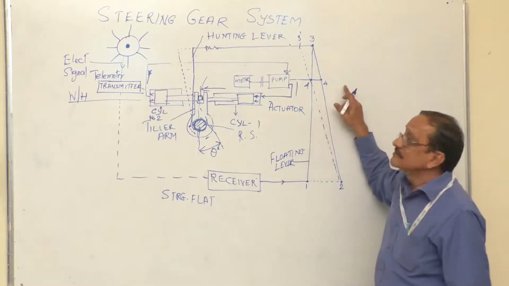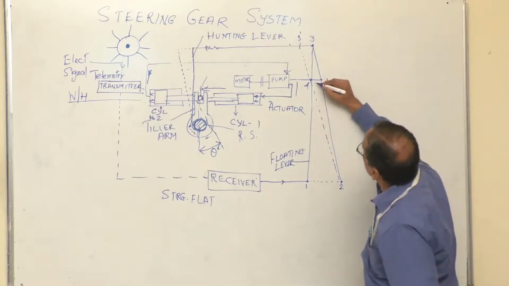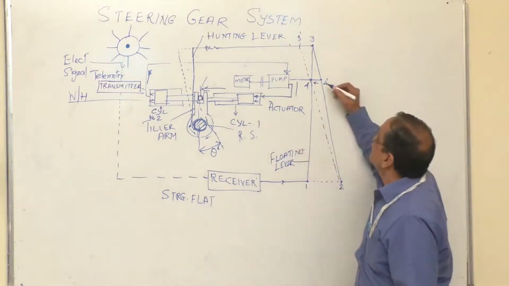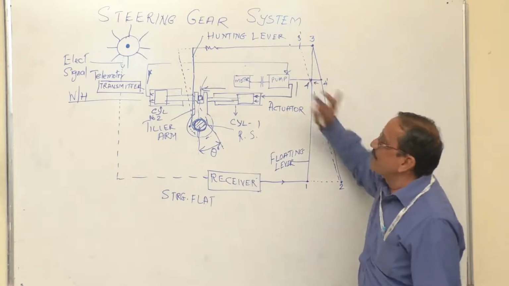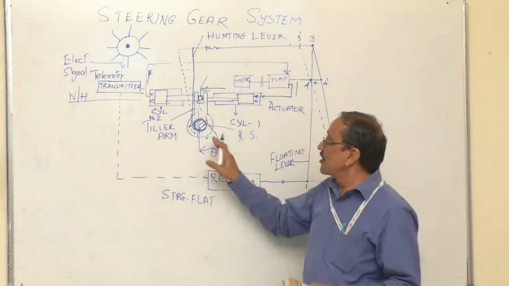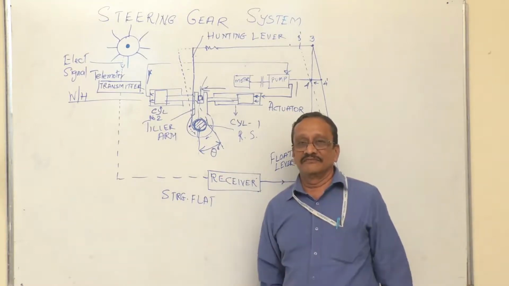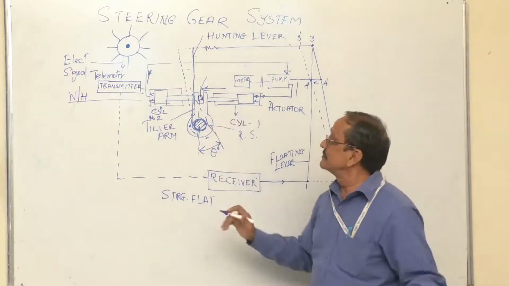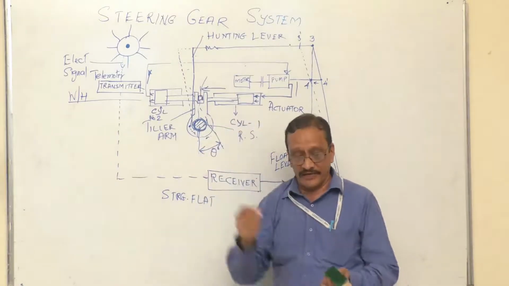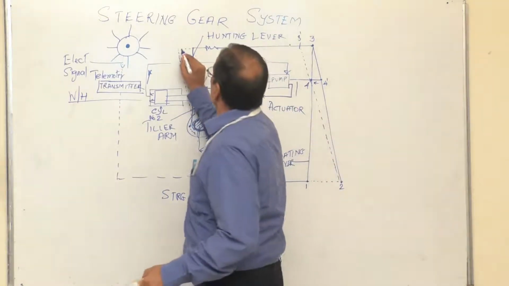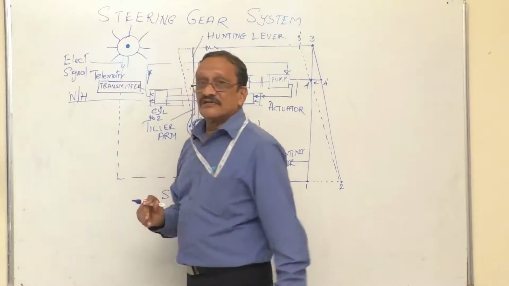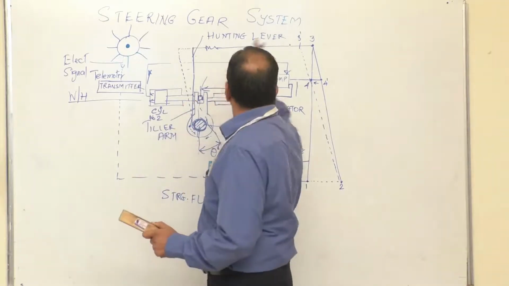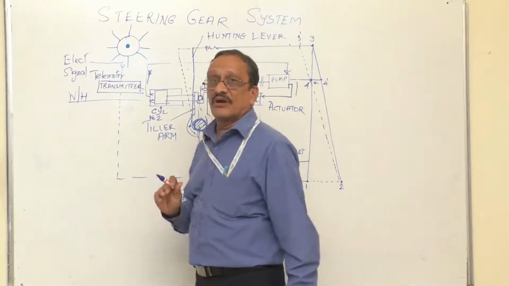So what really happens now? This 4 dash is being pulled towards 4, and 4 is supposed to be a neutral position. Now once it comes to its neutral position, the pumping action stops and your rudder is in its new position. I hope it's clear. The position of your rudder is in the new position till such time as you give the second command. Now we have to understand, as far as this hunting lever is concerned, it is nothing but a feedback arrangement. It gives the feedback to the floating lever to bring back your pumping action to neutral.